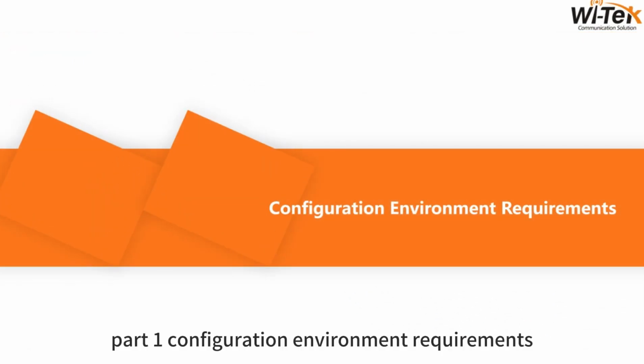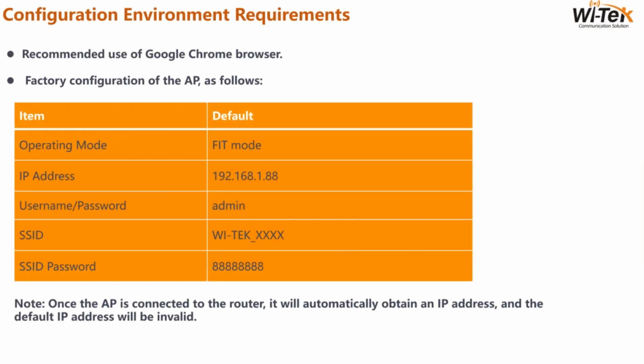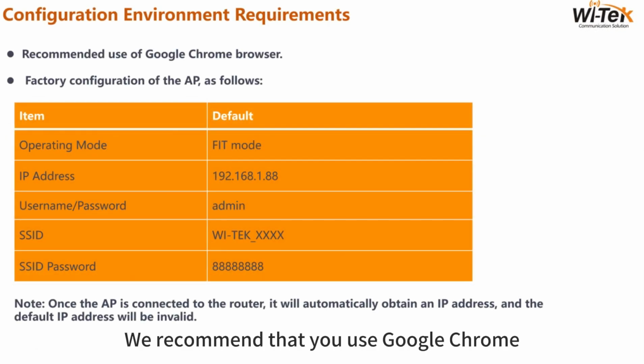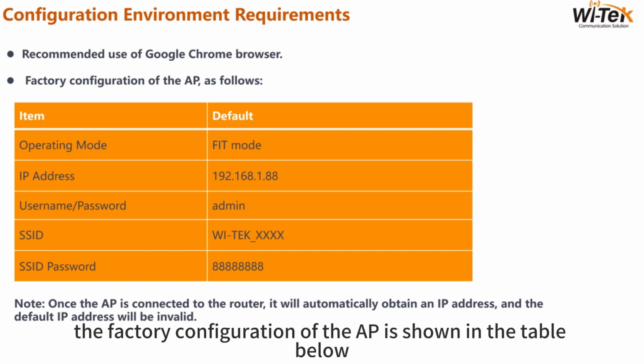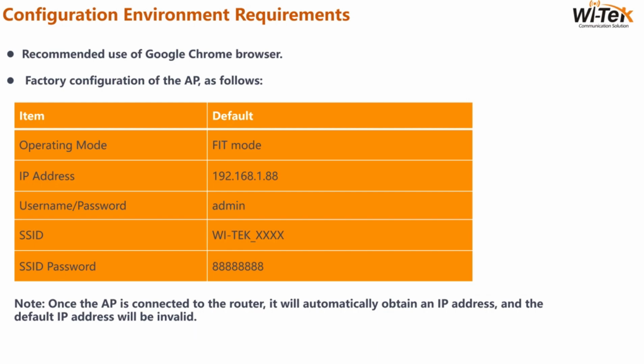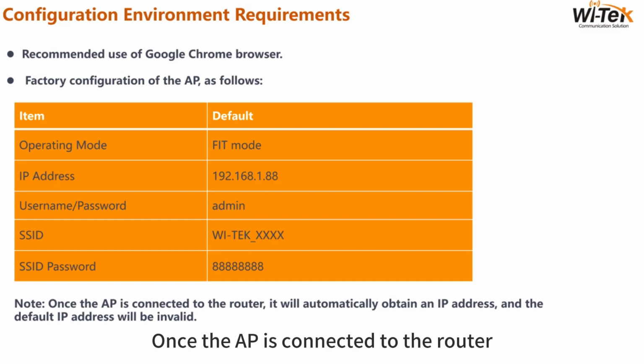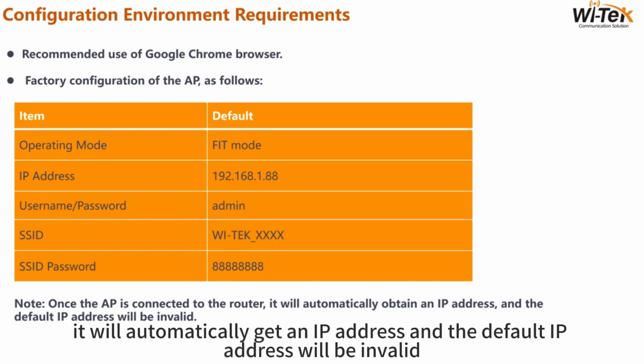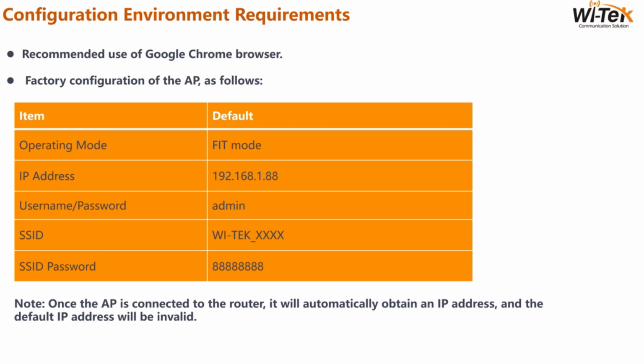Part 1. Configuration Environment Requirements. We recommend that you use Google Chrome. The factory configuration of the AP is shown in the table below. Note: once the AP is connected to the router, it will automatically get an IP address, and the default IP address will be invalid.